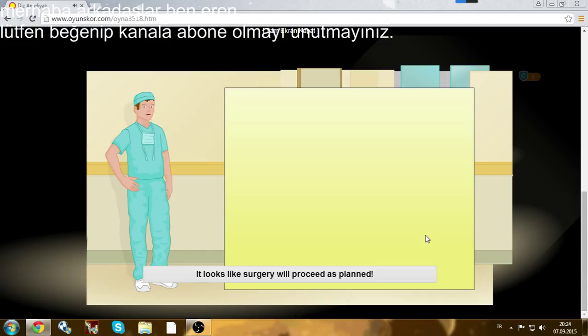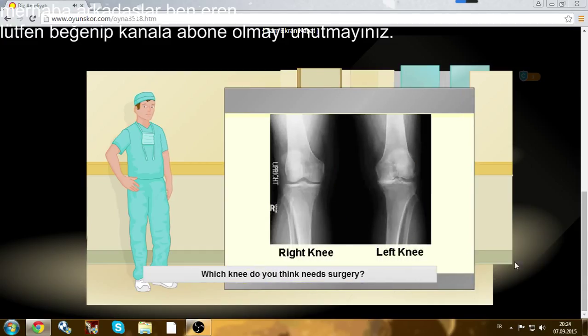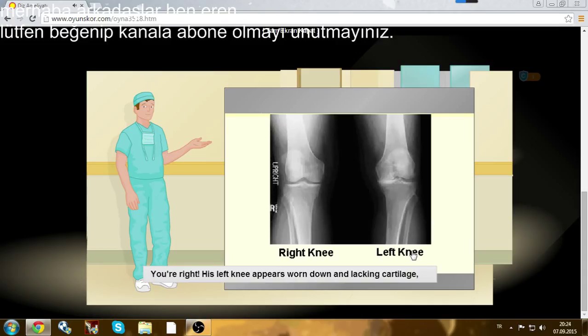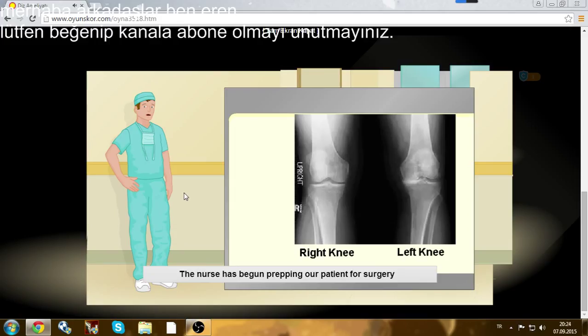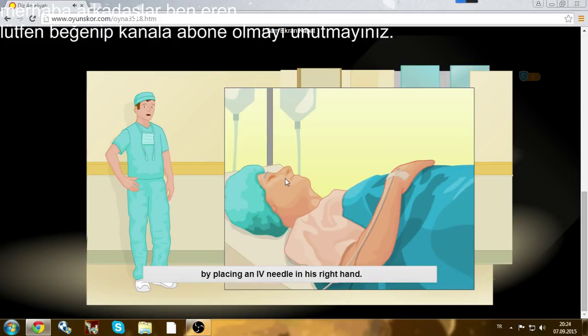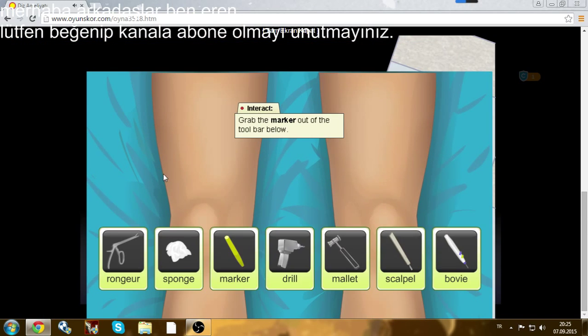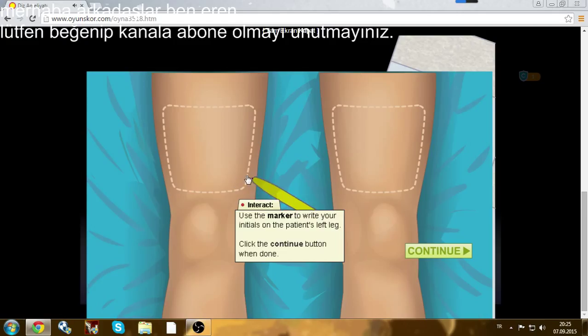It looks like surgery will proceed as planned. Take a moment to look at our patient's x-rays. Which knee do you think needs surgery? You're right. His left knee appears worn down and lacking cartilage, which is likely the cause of his pain. The nurse has begun prepping our patient for surgery by placing an IV needle in his right hand. Now it's your turn. Use the marker and write your initials on the proper knee to be operated on. This may seem silly, but it's an actual step taken.